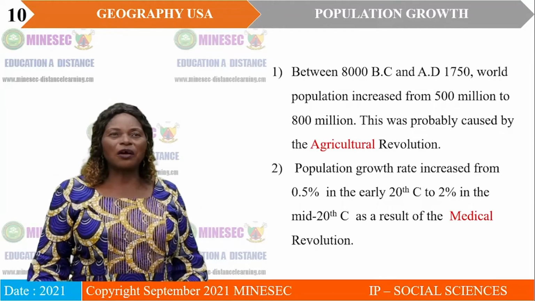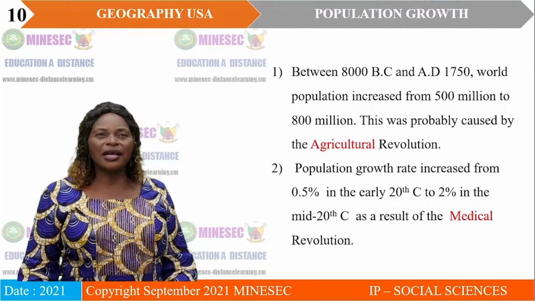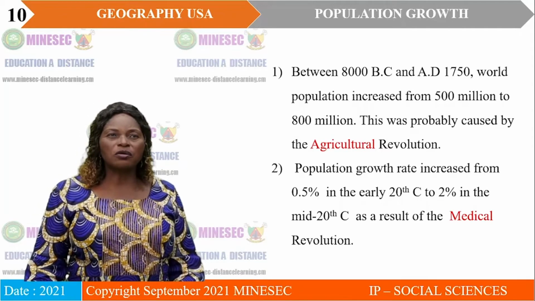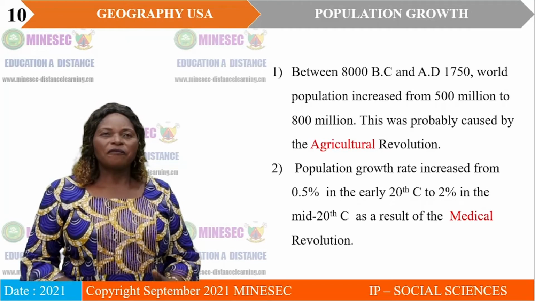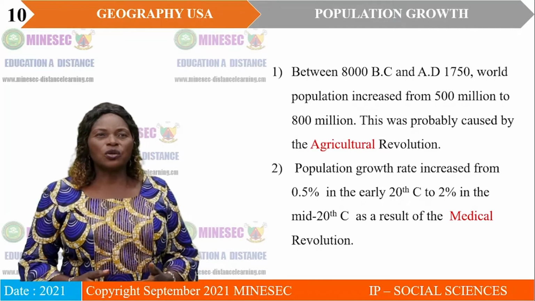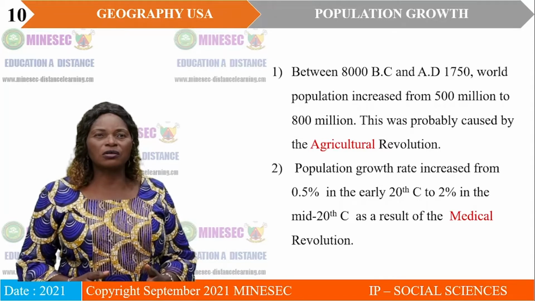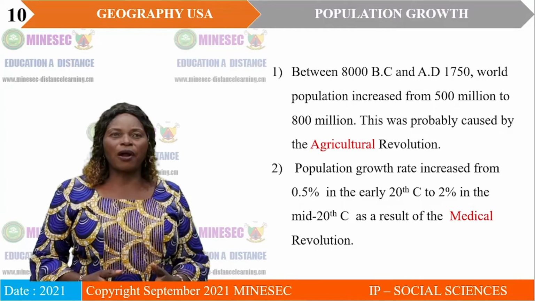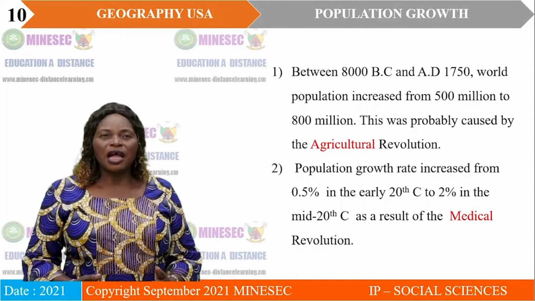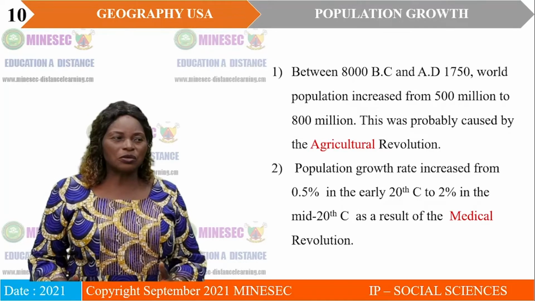Between 8000 BC and AD 1750, world population increased from 500 million to 800 million. This was probably caused by the agricultural revolution. That was when man settled down.